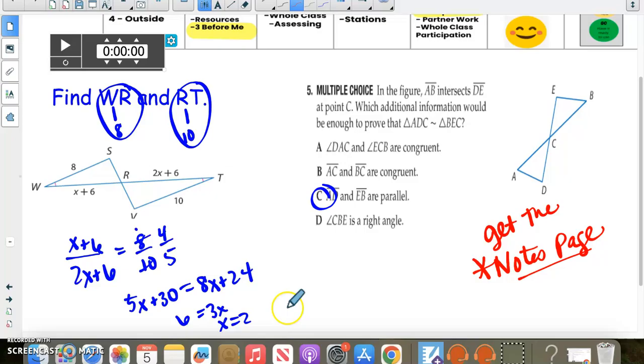All right, so these are the answers that we should get. Again, we're setting up that proportion, going from small to big. We should get x equals 2, plug those in. And then for this one, which additional information would be enough? We need to know that those are parallel.